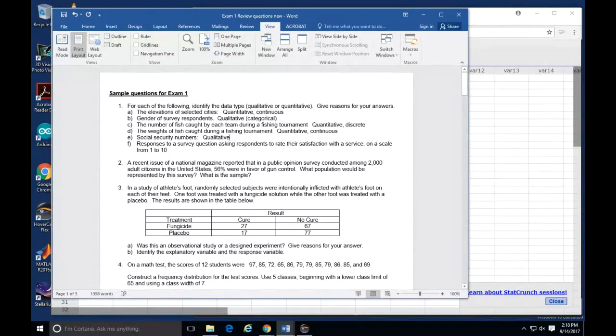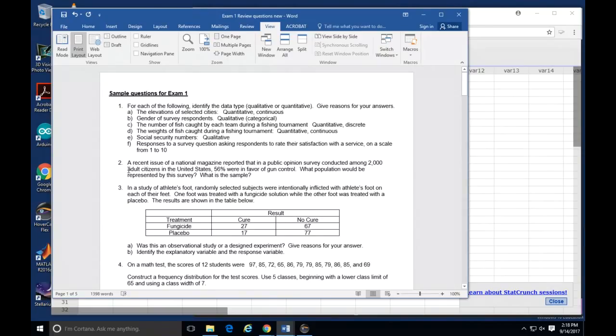Okay, we're going to leave that last one alone. Okay, let's look at number 2. So in this one, a survey was conducted among 2,000 adult citizens in the United States, and it gives a statistic. So the question is, first of all, what population would be represented by this survey?